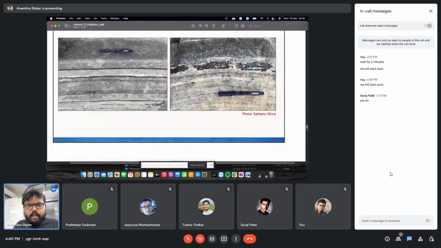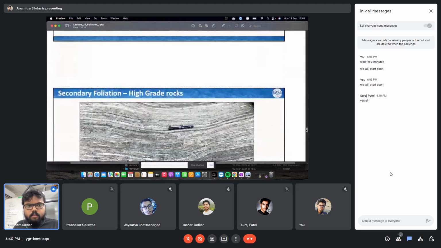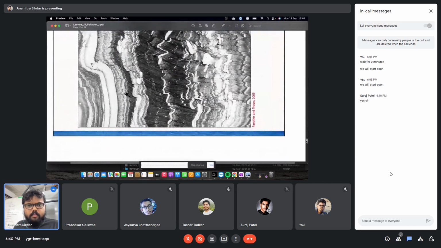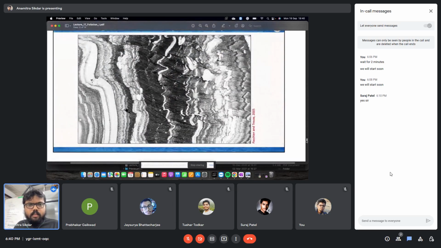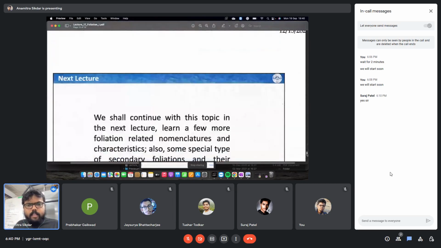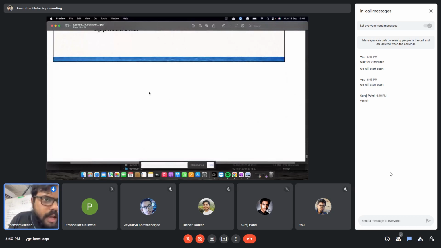I don't think I have anything else to describe in this slide. This is one migmatite. You can see the foliations developing in this rock. So I think I'll move on to the next slide. If you do not have any question, then I'll move on to lecture 18. Is it all right?